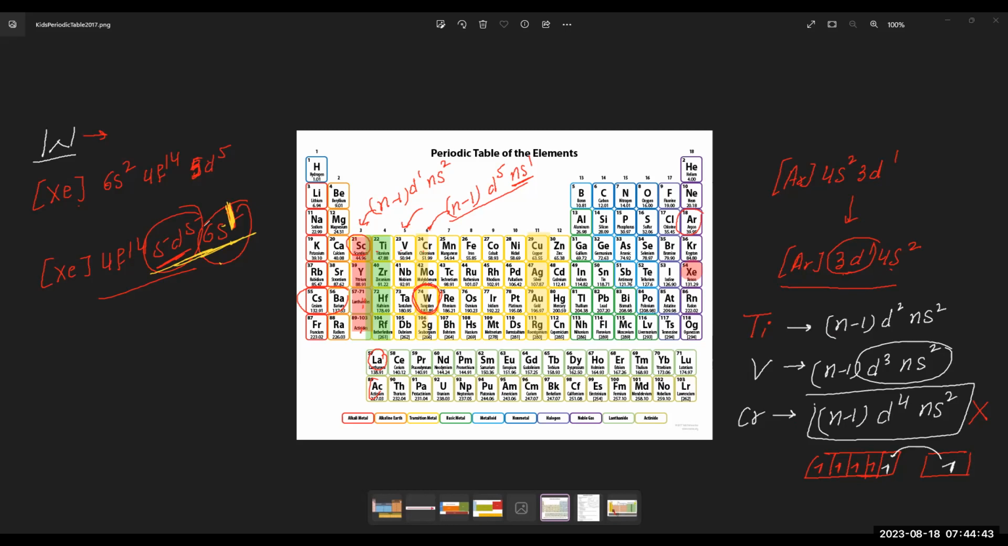So now can you work with copper? It also has an anomalous configuration. So let's write the configuration of the copper element, and then we are going to work out the general configuration. Copper in noble gas notation, children: argon, right?